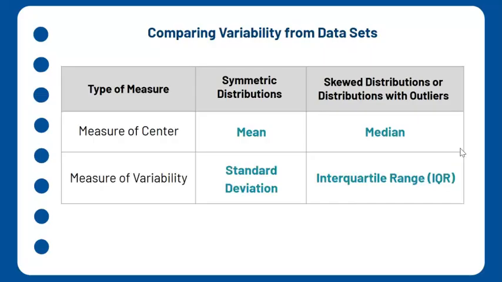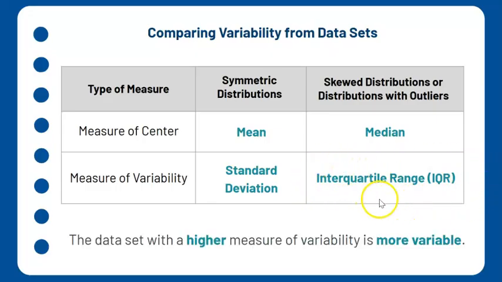Now let's look at which measures of variability to use. When there's a symmetric distribution, the standard deviation should be used to compare. And when there's a skewed distribution, the interquartile range, or IQR, should be used. The data set with the higher measure of variability is more variable.